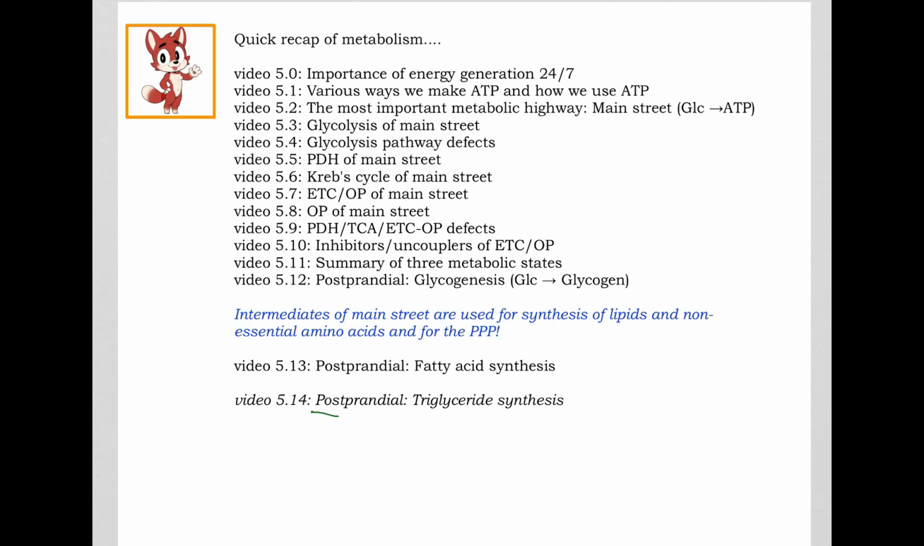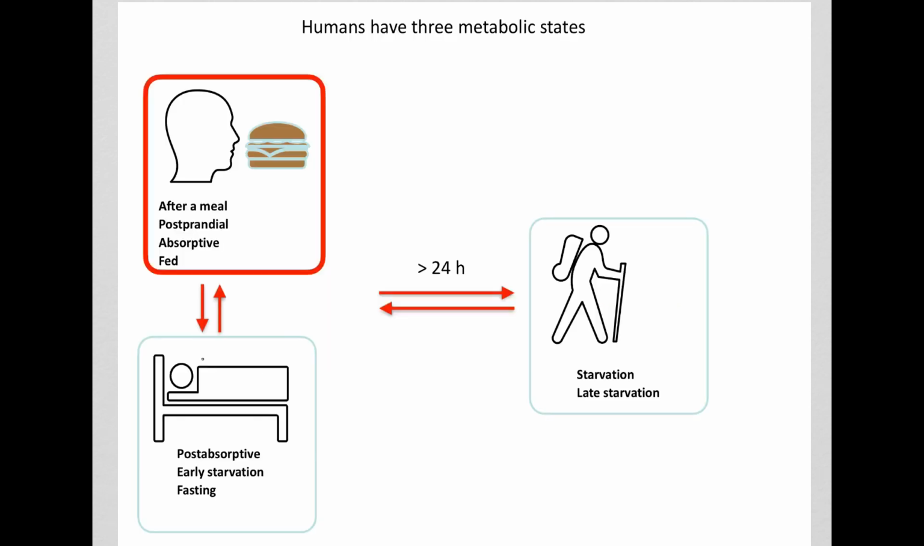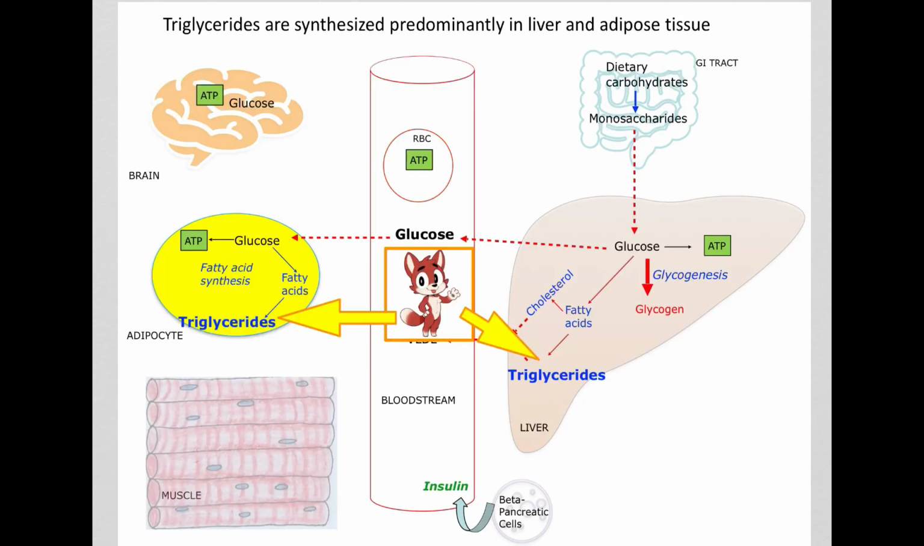Okay, so let's now discuss triglyceride synthesis, which again happens in the postprandial state. Just to remind you, we are still continuing the discussion on the postprandial state. The two most important organs where triglyceride synthesis happens are the liver, where there's a lot of triglyceride synthesis, as well as the adipose tissue. Okay, so your adipocytes, your fat cells, also make a lot of triglycerides.